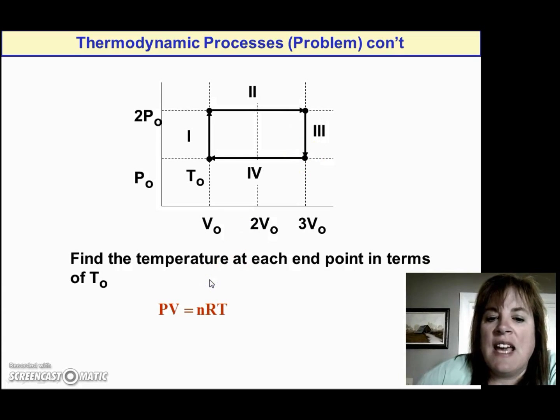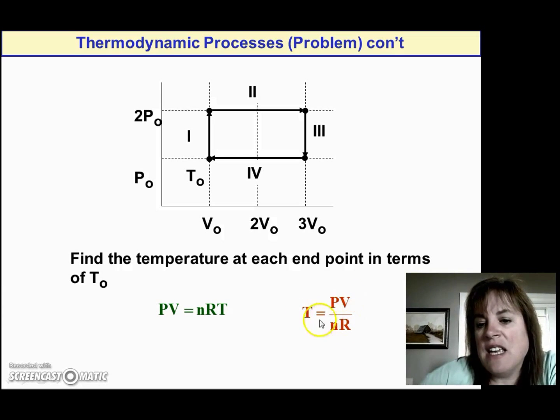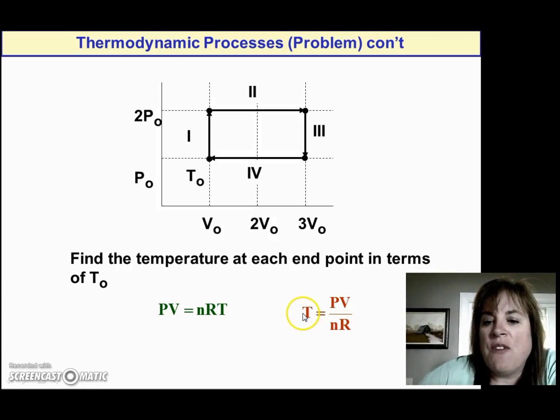Well, remember the ideal gas law, PV equals nRT, can be rearranged so that temperature is pressure times volume over number of moles times the gas constant. And these are staying constant, right? In an ideal gas process, or in our iso process, the number of moles is staying constant. Of course, R is a constant. So to find the temperature, I just need to multiply my numbers together and compare it to my initial temperature. So we said that P0 times V0 is equal to T0.